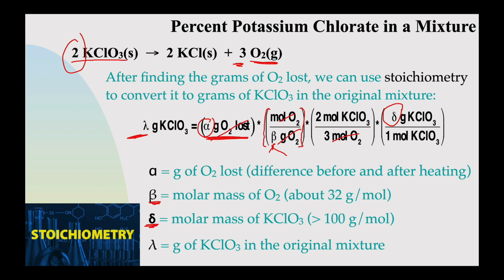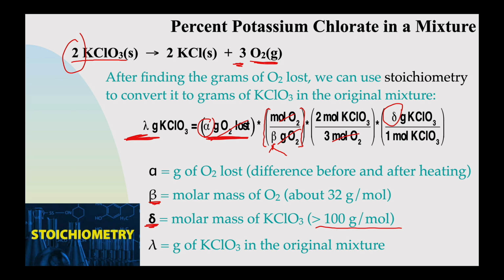Delta here is going to be a number. It's the molar mass. It's a number larger than 100, and I want you to calculate it. It shouldn't be too difficult. On the periodic table, look up a K, a Cl, and 3 O's. Add those numbers together. Whatever that number is, that's going to go in delta. And then this thing, the lambda here, that's what you're trying to solve for.